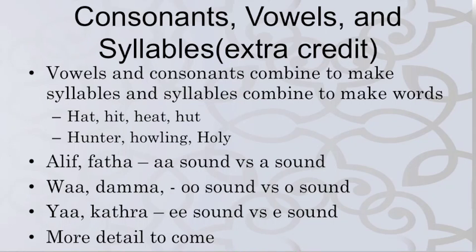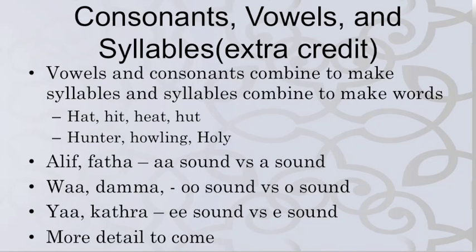Similarly, the next word is howling. H and W are the consonants. O is the vowel. It becomes how. That's the first syllable. The next syllable is ling. L, N, and G are the consonants, whereas I is the vowel. So that's L-I-N-G, ling. How is the first syllable, ling is the second: howling.